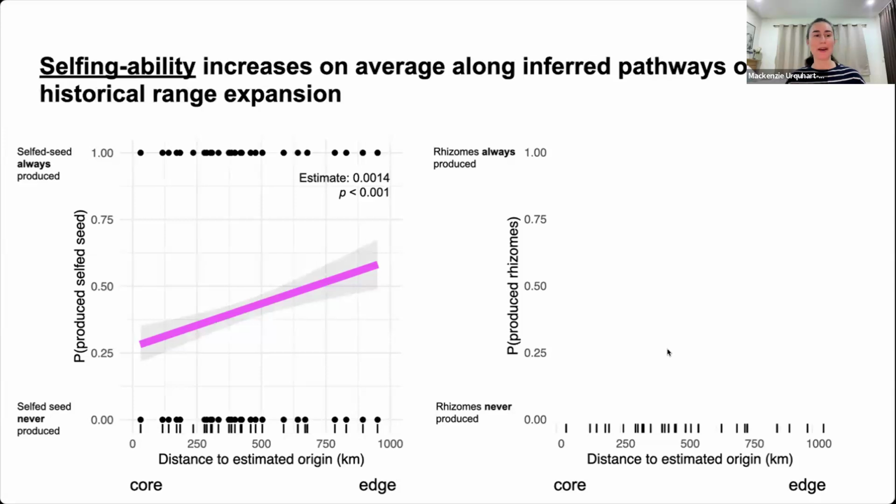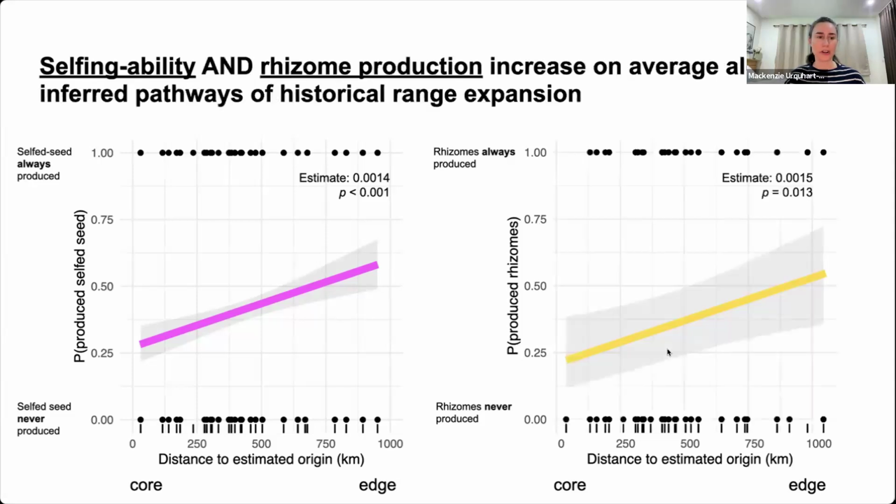Okay, so we find evidence that the probability of producing self-seed increases on average with increasing distance from refugia, with the effect size approximately doubling from the historical core to the range edge. And for measures of asexual reproductive assurance, we also find evidence that the probability of producing rhizomes increases on average with increasing distance from the refugia. And together, these results are consistent with hypotheses underlying Baker's law and support the role of historical range expansion driving contemporary spatial patterns in both sexual and asexual reproduction in Lewisiae.